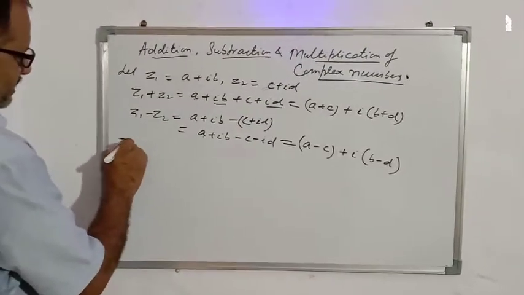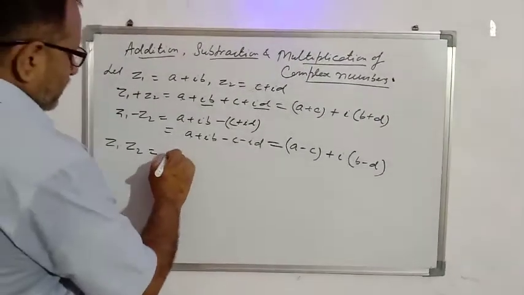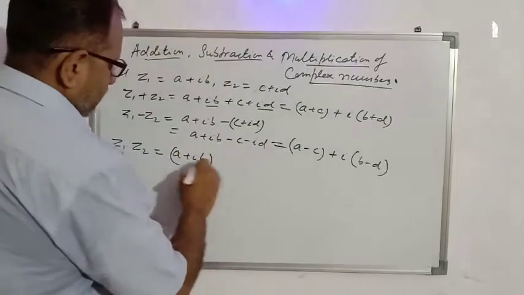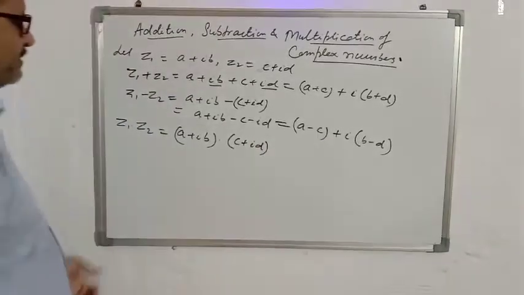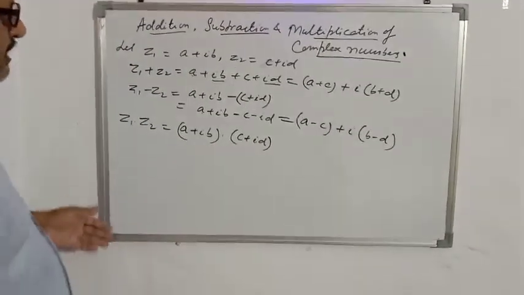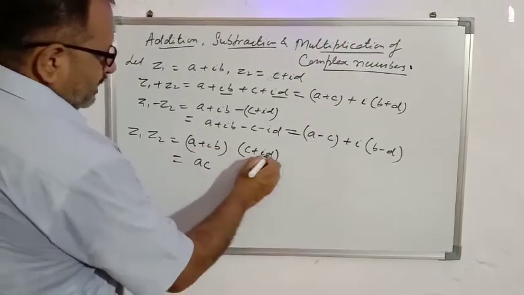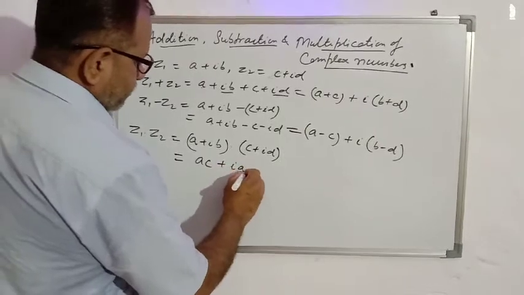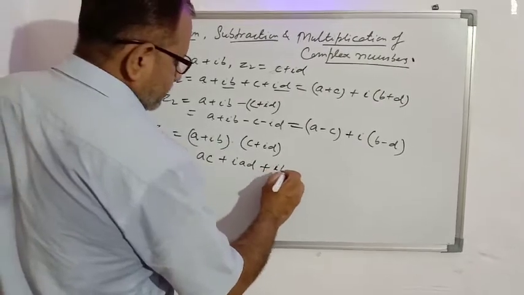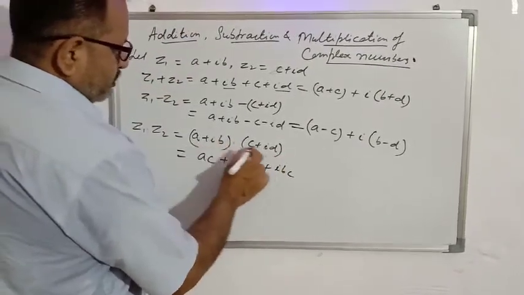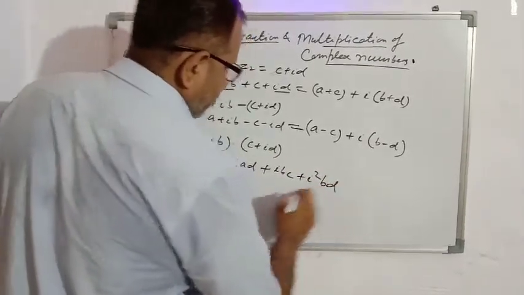See the multiplication, z1 into z2. a plus ib into c plus id. So multiply it: a into c, ac, a into id, we will write i into a into d, plus ibc, ib into id, i into i squared, b into d, bd.